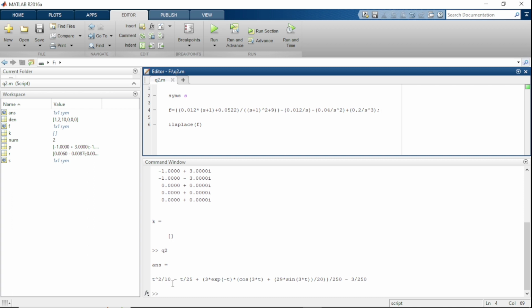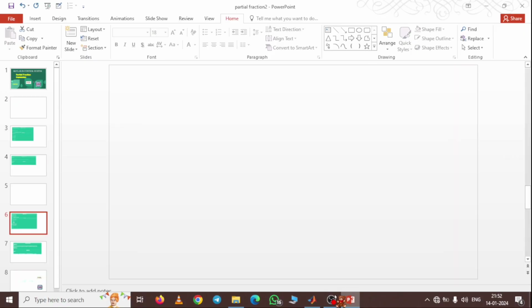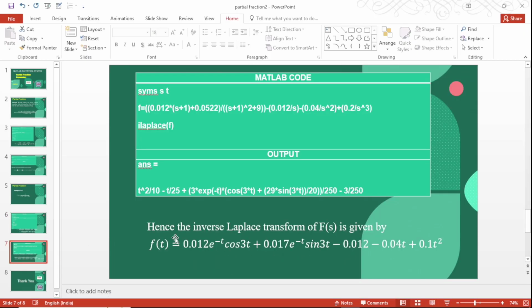So here you can see t square divided by 10, minus t by 25, plus e to the power minus t times (3 cos 3t plus 29 sin 3t) divided by 250, minus 3 by 250. So this is the output. Here the inverse Laplace transform of F(s) is given.